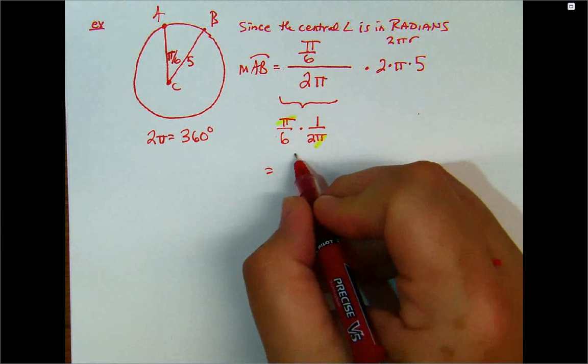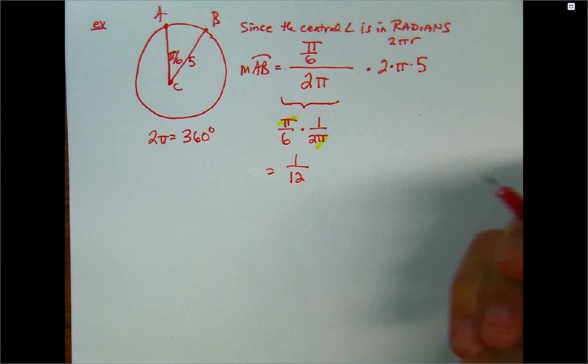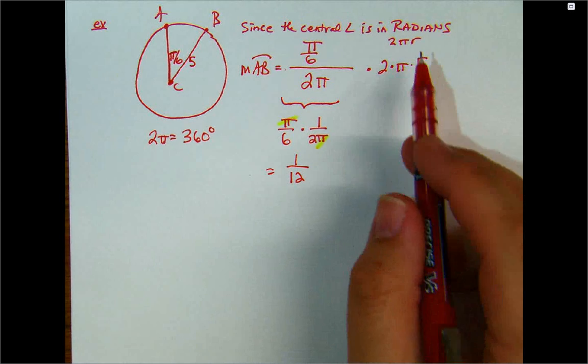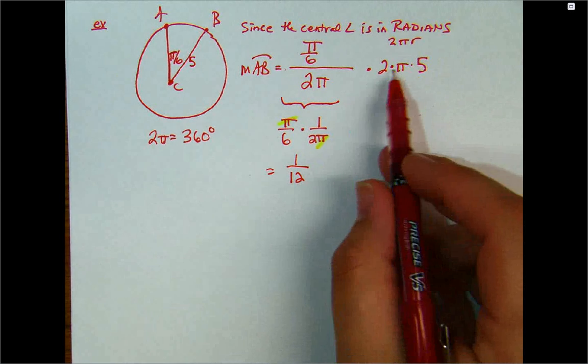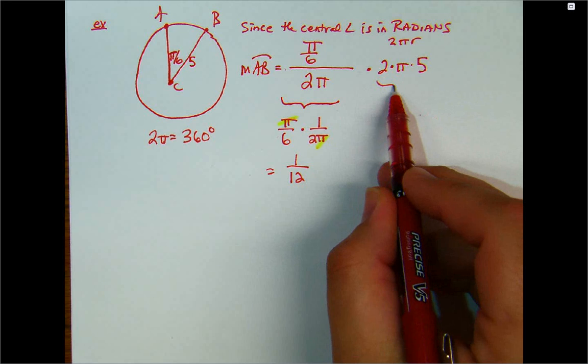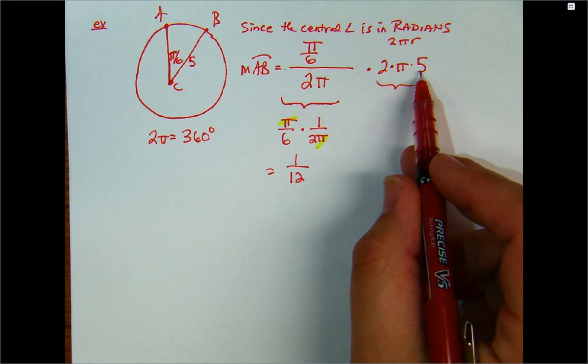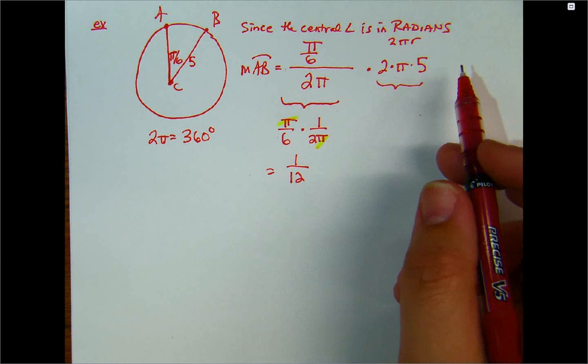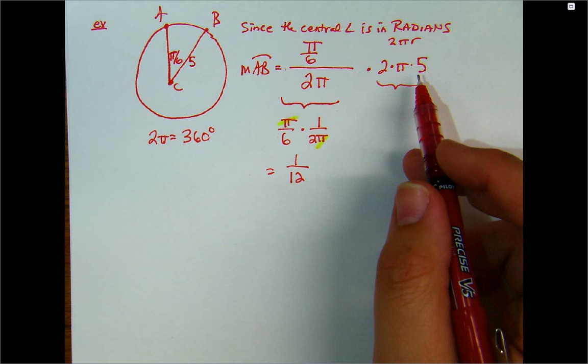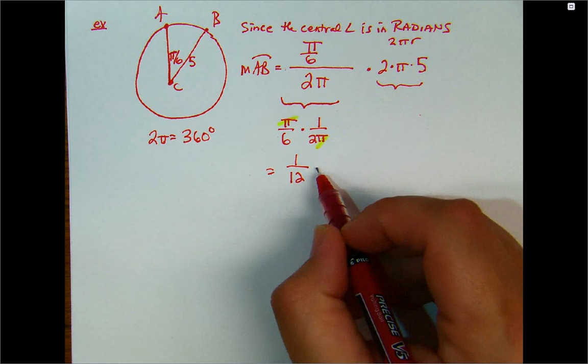Now, I still have this guy I got to deal with. 2 times pi times 5. What's 2 times 5? That's 10 pi. So it'd be 10 pi over 12.